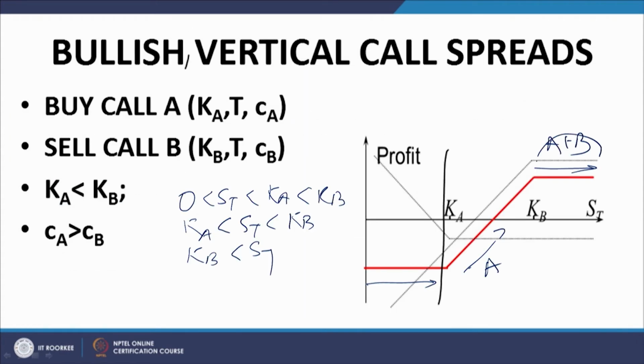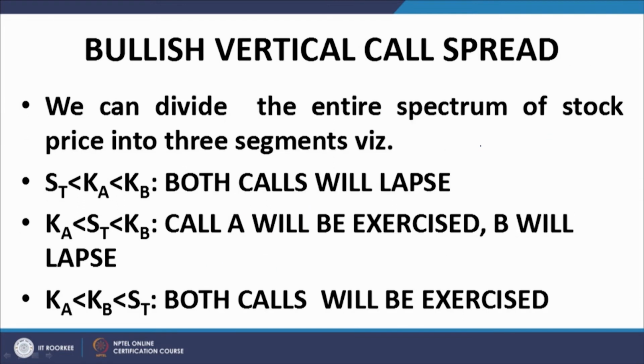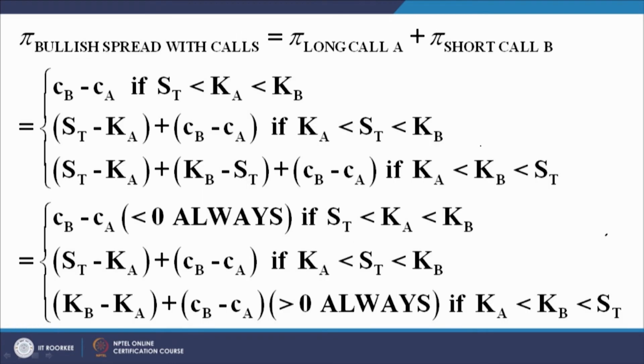This is the straight line. This represents the region where both the options are exercised, and the net payoff is independent of the stock price S t, so this line is parallel to the x axis, that is the S t axis. This is the analytical representation and profit function representation of the vertical spread with call options.